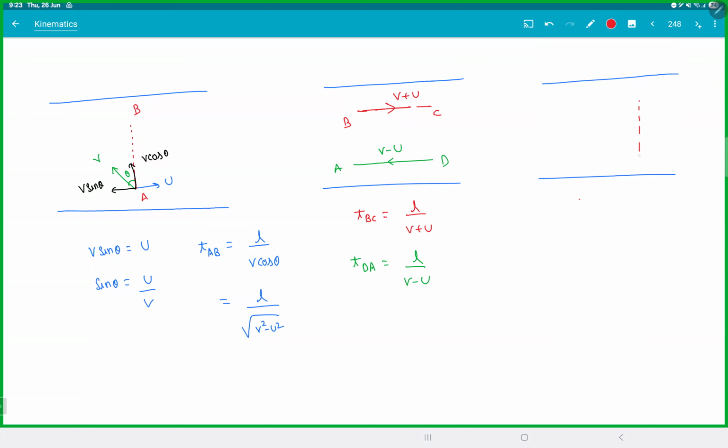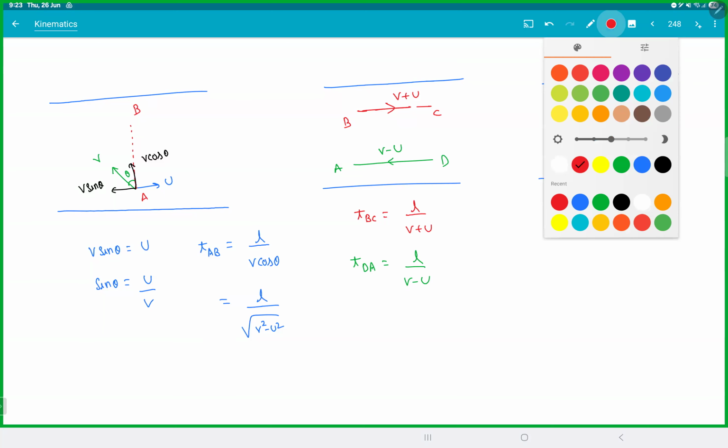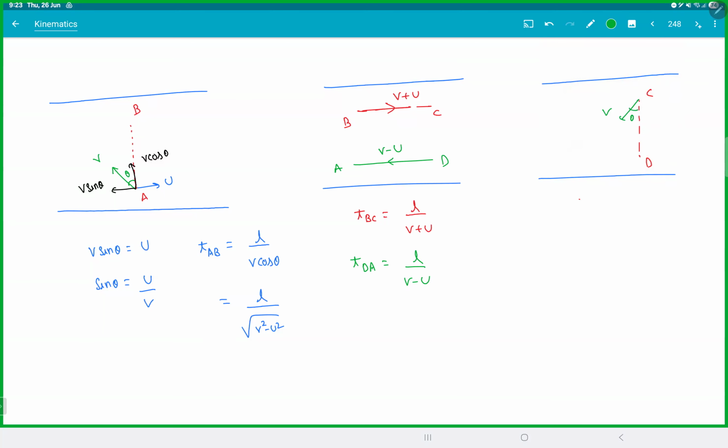When you're coming from C to D, same story. You need to swim at an angle theta with speed V. So whenever you want to go along the perpendicular line, the time taken will be this much only: L by root over V square minus U square. This is CD. You're done. So the total time will be 2 times L by root over V square minus U square, plus L by V plus U, plus L by V minus U. You can further simplify this. That is fine. You've got the answer. Clear with this?